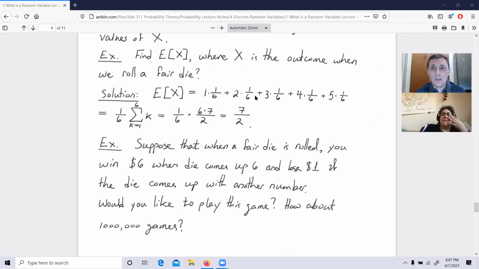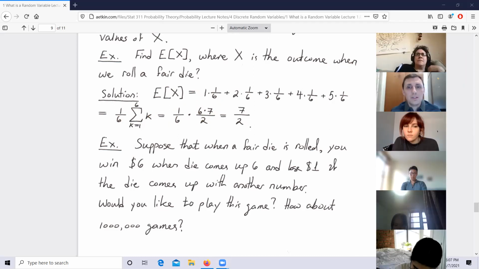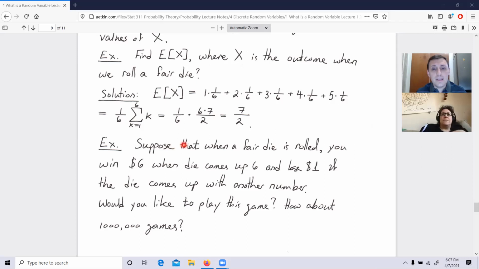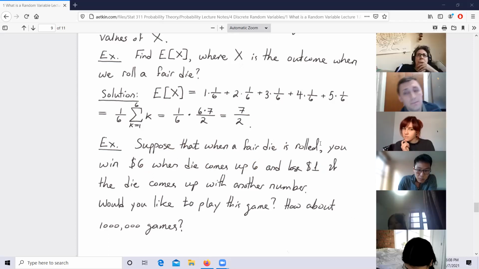Now, I'm going to make you this offer, guys. Would you play it if I did? A fair die will be rolled. You will win $6 if the die comes up 6, and you lose $1 if the die comes up with any other number. Would you play this game? And how about playing it for 1,000,000 rounds? Would you play 1,000,000 games like this?